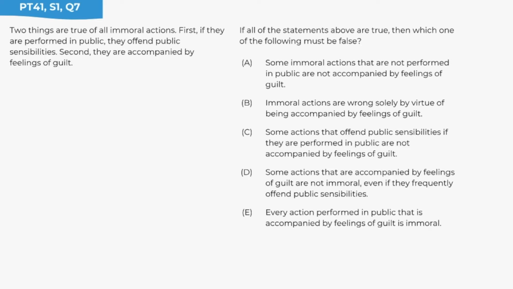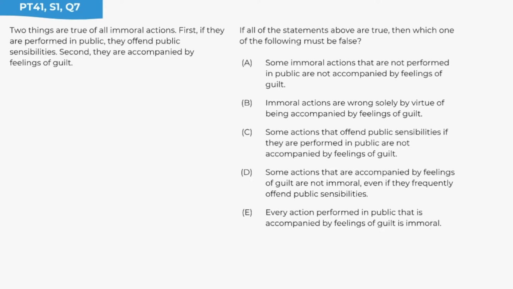So let's see what the statements give us. They tell us that there are two things true of all immoral actions. First, if they are performed in public, they offend public sensibilities. So we have an if-then relationship: if they are performed in public, then they offend public sensibilities. We could notate that and build an if-then relationship to help us keep track of the different statements. Now the tricky part is the way in which these statements are being presented to us.